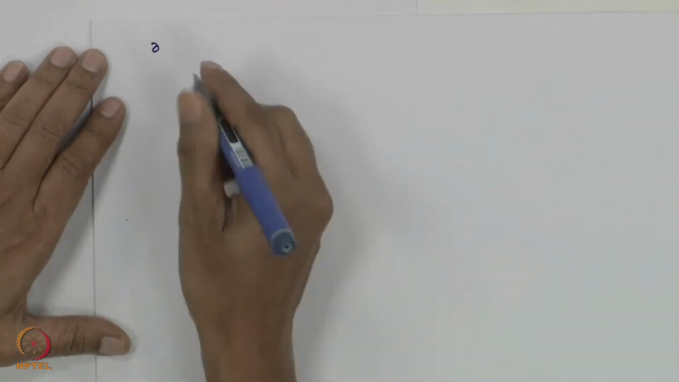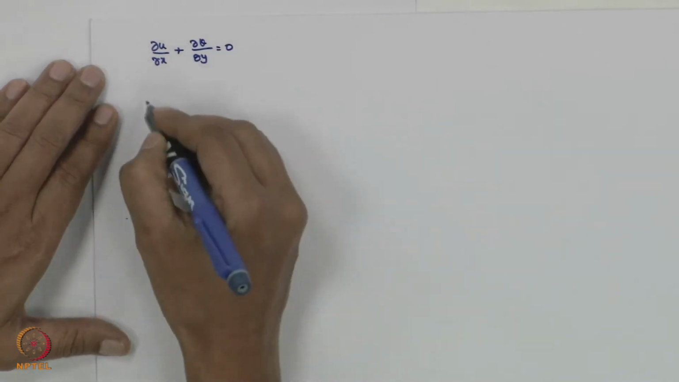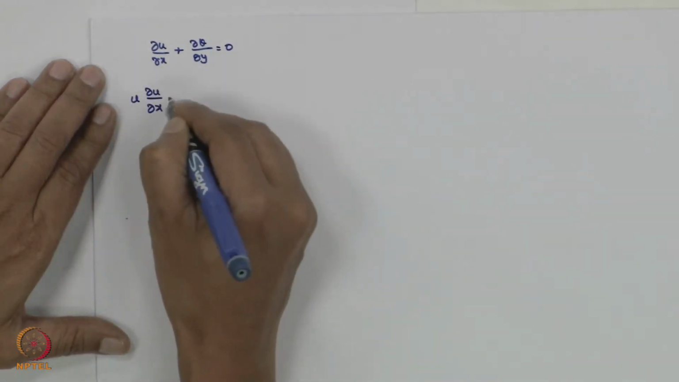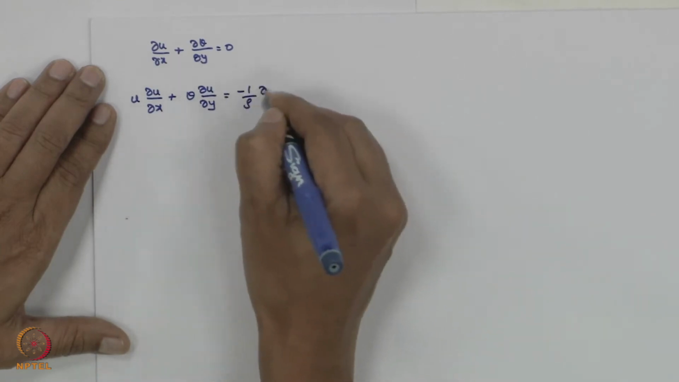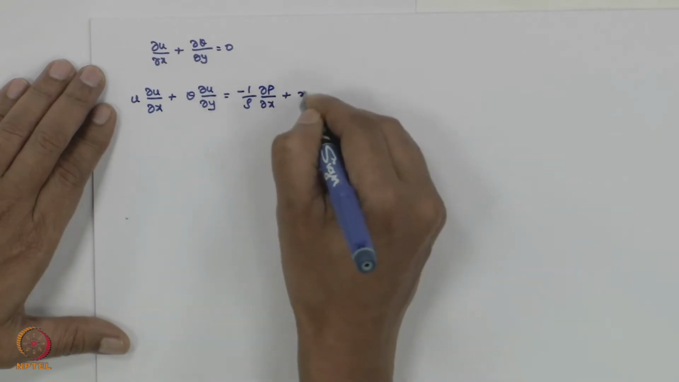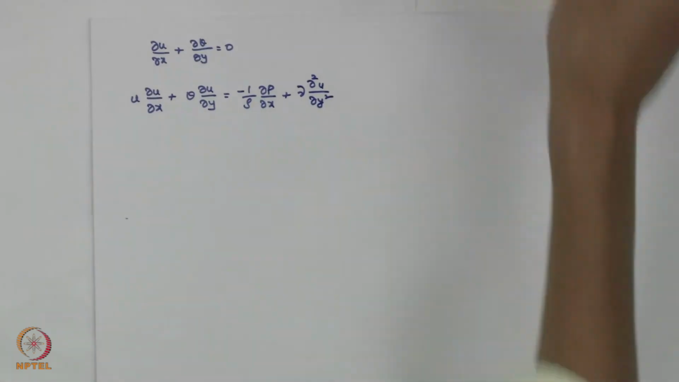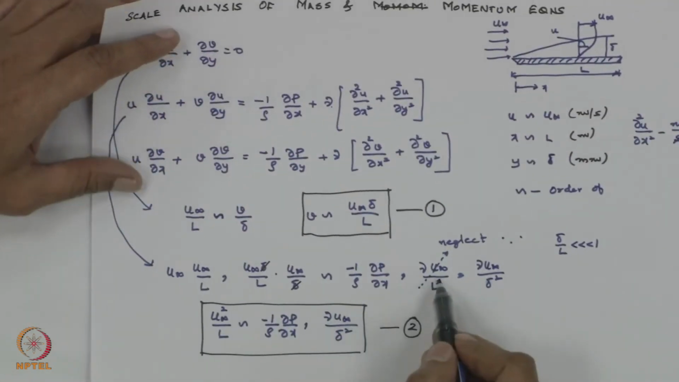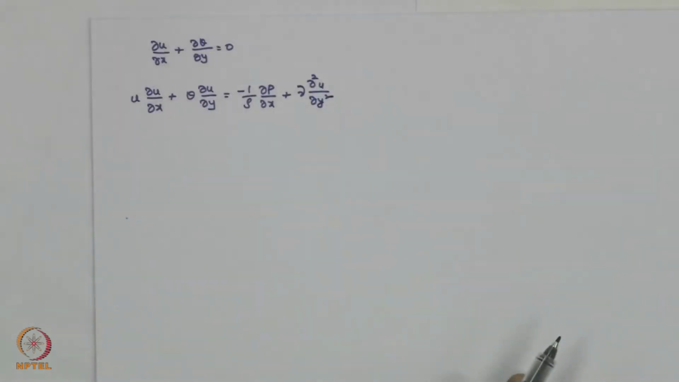In a flow over a flat plate, we have del U by del X plus del V by del Y equal to 0, and U del U by del X plus V del U by del Y equal to minus 1 by rho del P by del X plus nu del squared U by del Y squared. This is what we got from the X momentum equation. If you recollect here, this term is not important, so we have only nu del squared U by del Y squared. That's why I have written it like that.